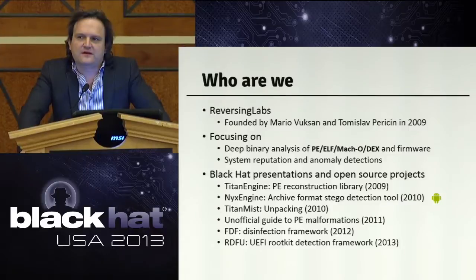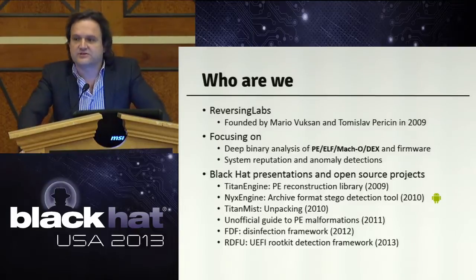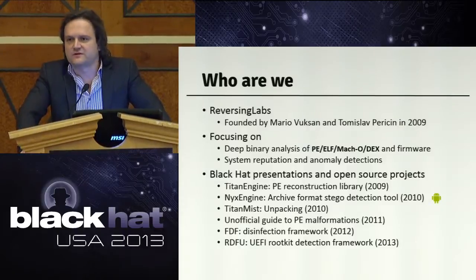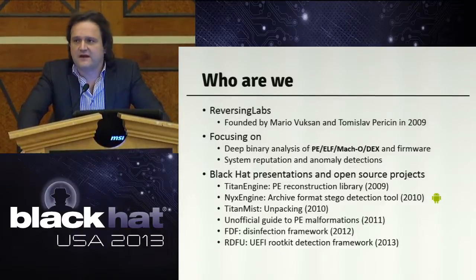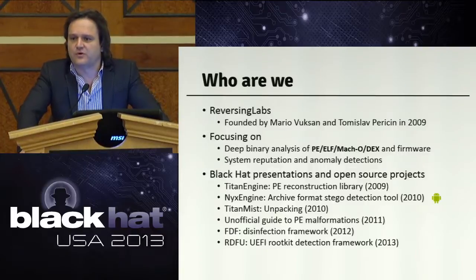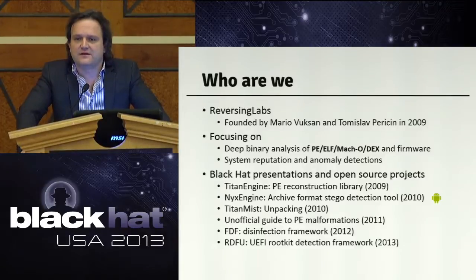Then we took a deeper dive into archive formats. We released in 2010 something called Nix Engine, which was an archive format stego detection tool, something that only recently, with the Blue Box Android announcements, has come full circle. We realized that we had a tool to detect these stego hiding artifacts inside of Android APKs, and we believe this is a really interesting area to go back to and see how archive formats can be misused in an executable environment.